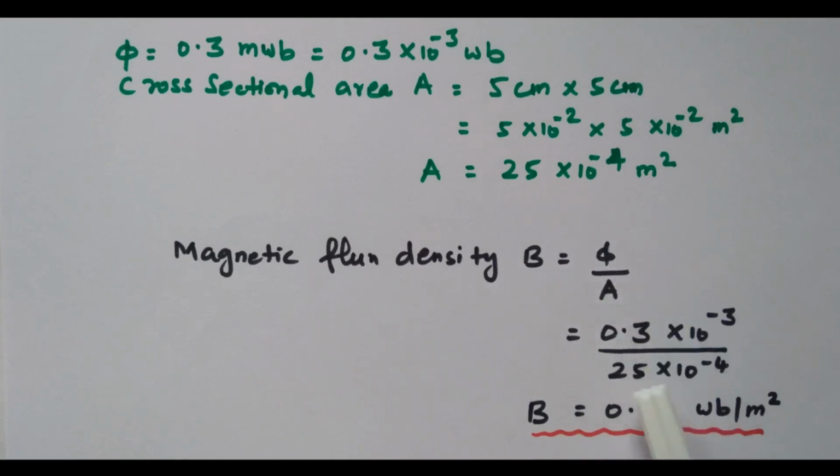The phi value is available, 0.3 into 10 to the power minus 3. Then the area we calculated, 25 into 10 to the power minus 4. By simplifying we got 0.12 Weber per meter square. The unit for magnetic flux density is Weber per meter square. So we got the value 0.12 Weber per meter square. Now we'll go to the third problem.